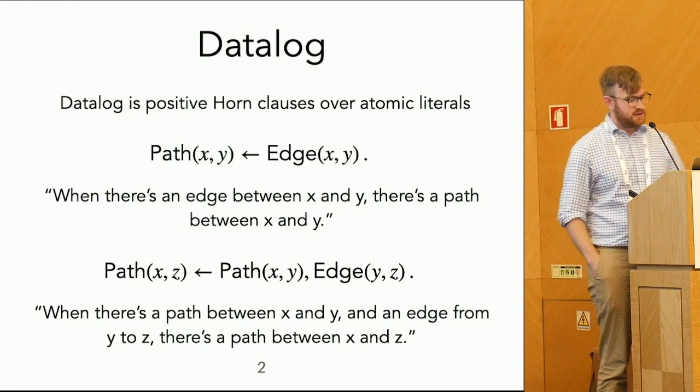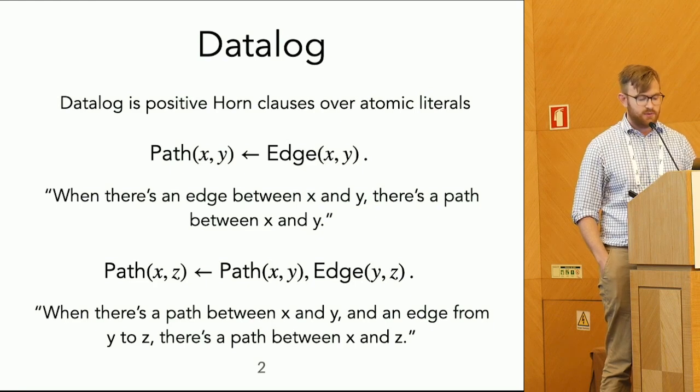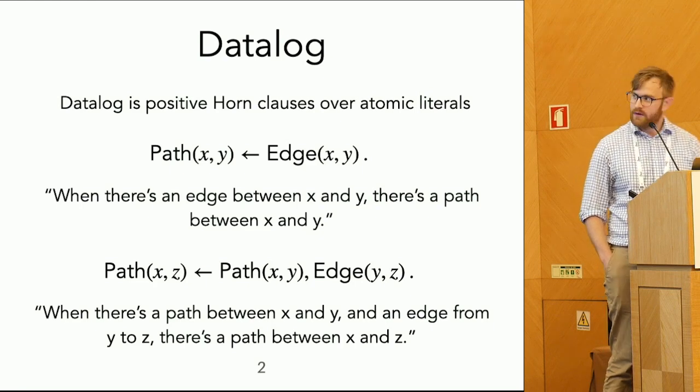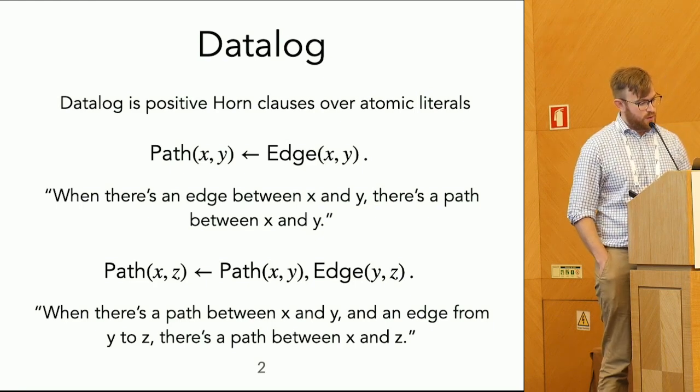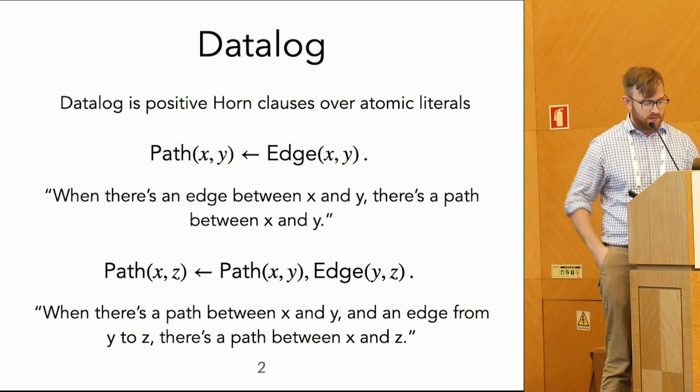So the first one says that when there's an edge between x and y, there's also a path between x and y. The second rule says whenever there's a path between x and y, and there's an edge from y to z, then there's a path between x and z.